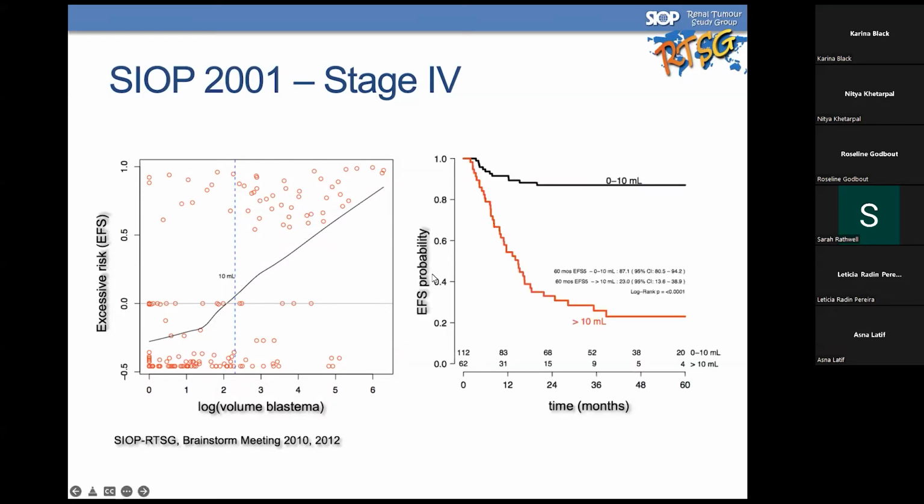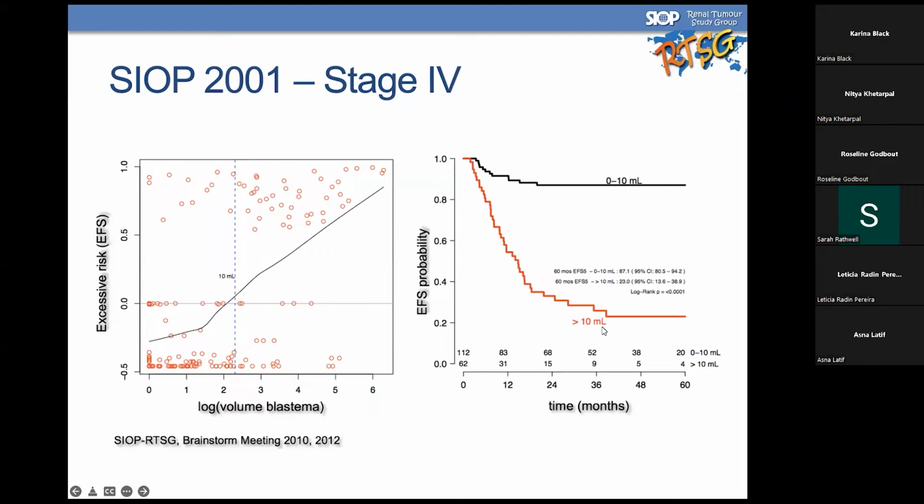And this is also shown in this table, showing that if you have a stage 4 metastatic disease, the only risk factor which is independent from other risk factors divides this patient group into two entities, those with less than 10 milliliters of blastemal tumor volume and those with more. And this difference in outcome is just based on the volume of blastemal cells.